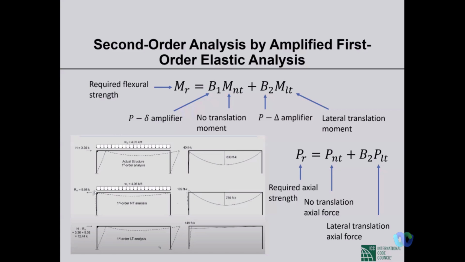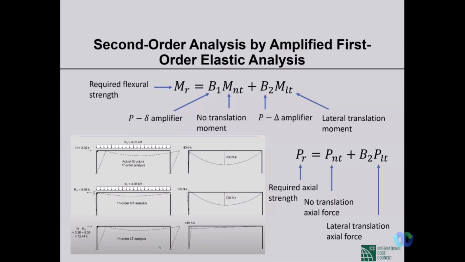For example, let's suppose that we want to analyze the portal frame shown at the bottom left. The portal frame is subjected to a gravity load, a uniformly distributed load on the beam, and a lateral load at the beam-column joint, capital H, at the left. Normally we would apply both loads and calculate the bending moments, but by doing that we are not considering the P small delta and P capital delta effects.